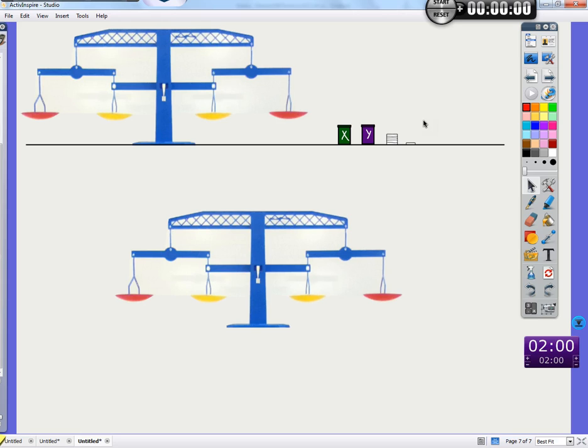No, it's definitely gone. Okay, so what we have here is an equation, right? What does the equation say right now? 0 equals 0.